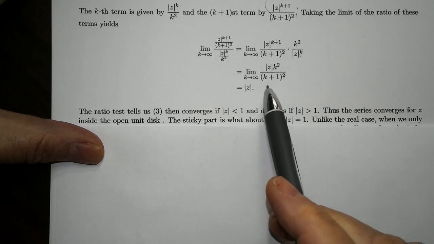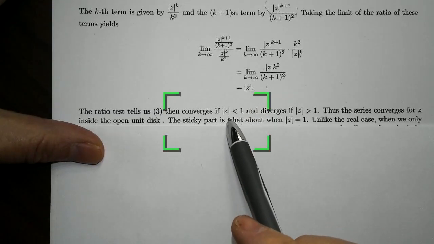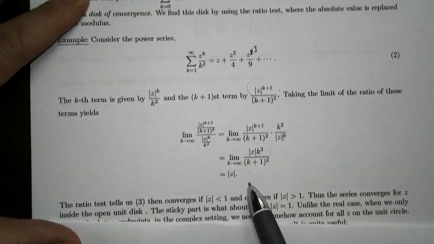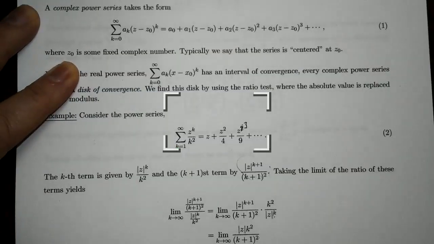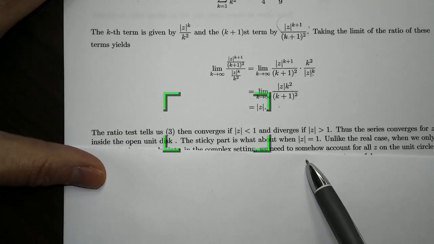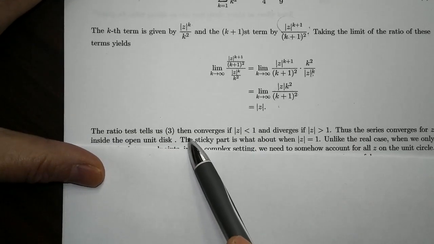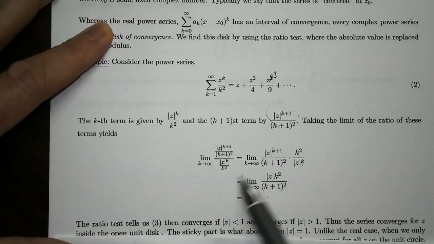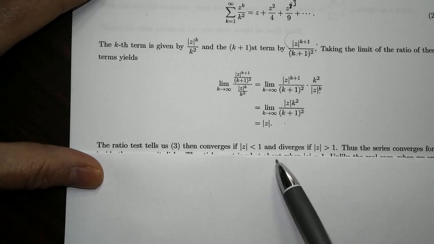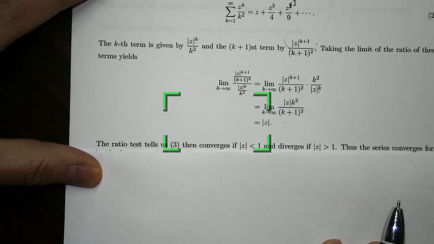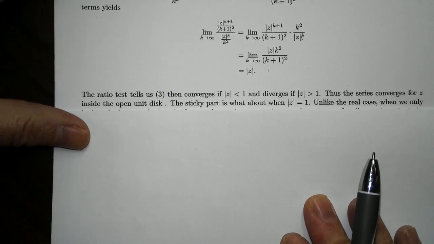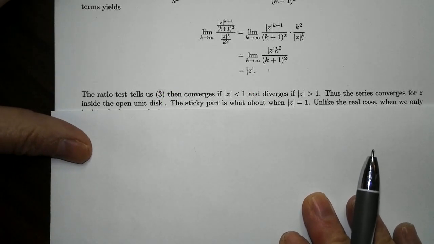So this will be less than 1 if the modulus of z is less than 1, which tells us that the series we have above converges if the modulus of z is less than 1, and it diverges if the modulus of z is greater than 1. So the series converges for all complex numbers in the open unit disk.